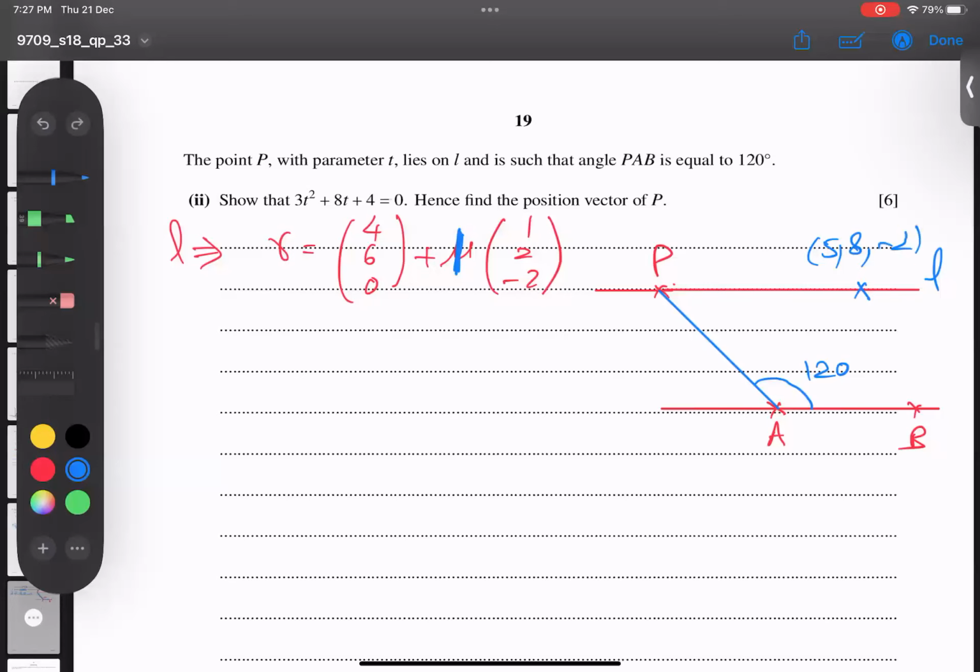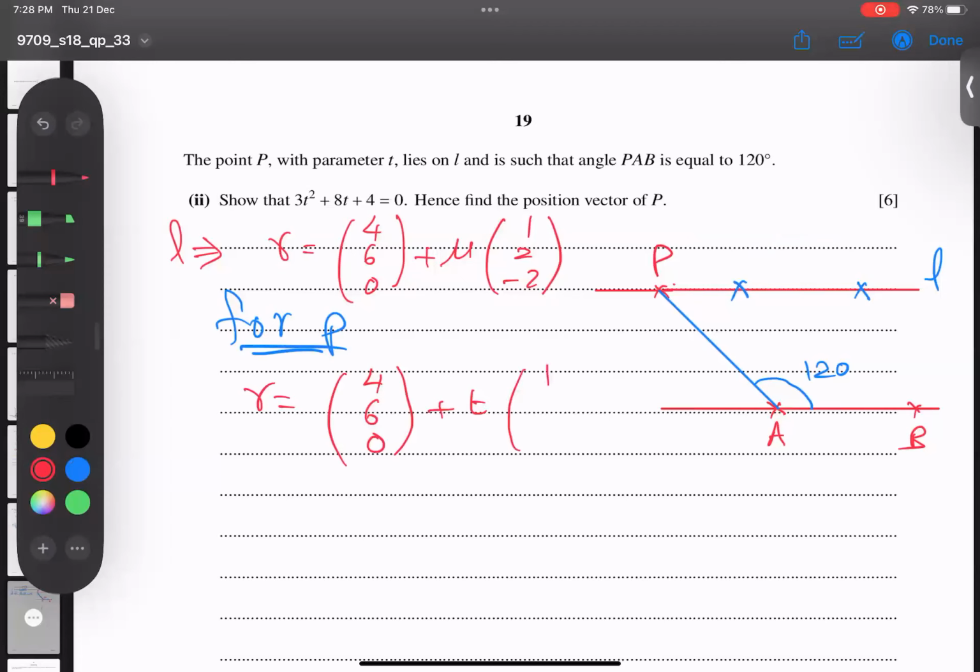So he's saying if you plug in T, you reach P. I repeat, he says if you use T, you reach P. So for P coordinates, I'm writing a statement here. What I will do, students, is a very clear idea. I will replace mu here with T, as he said. So it turns out to be (4, 6, 0) plus T times (1, 2, negative 2). I'm not putting 1, 2, 3, 4, 5. No, I'm putting T because he said.